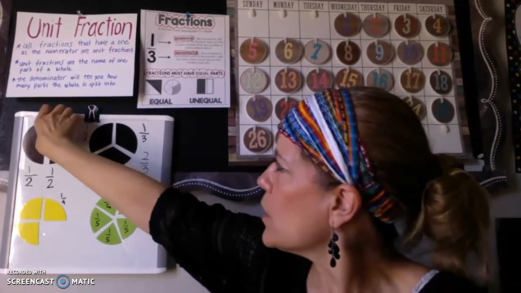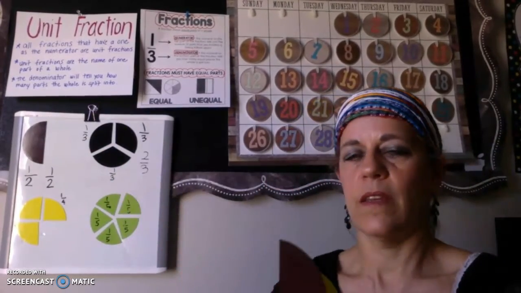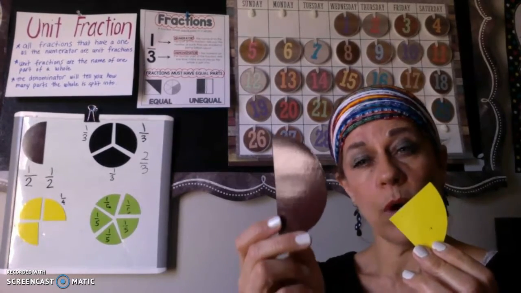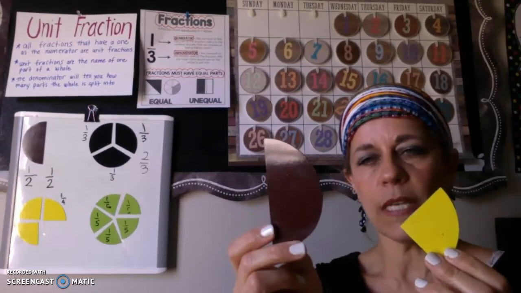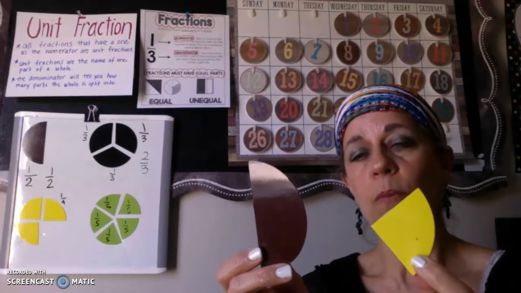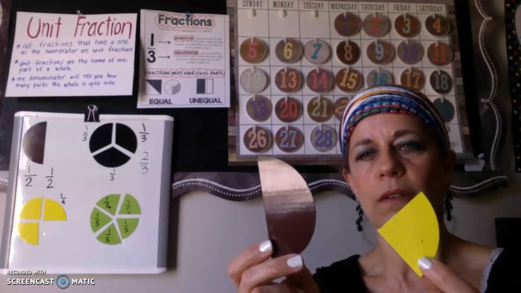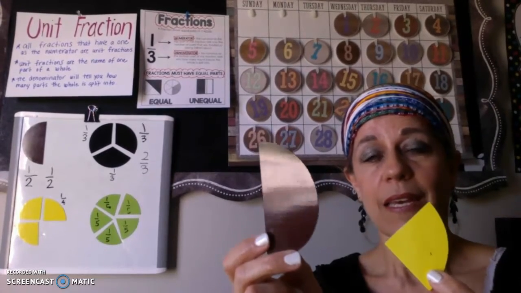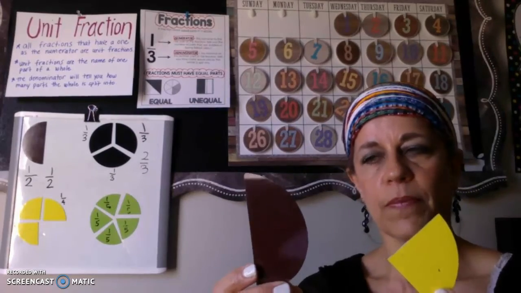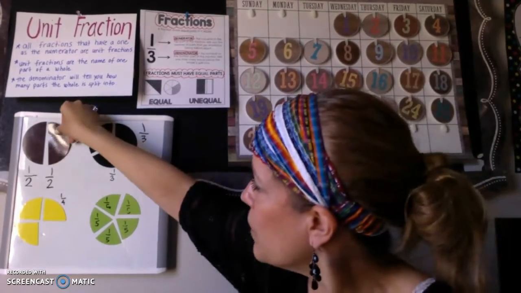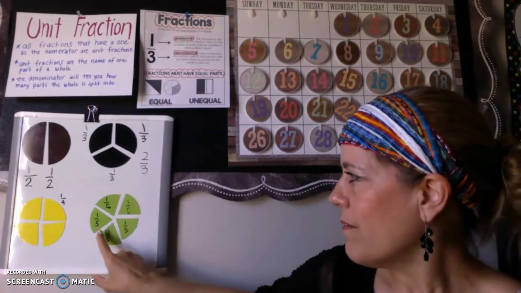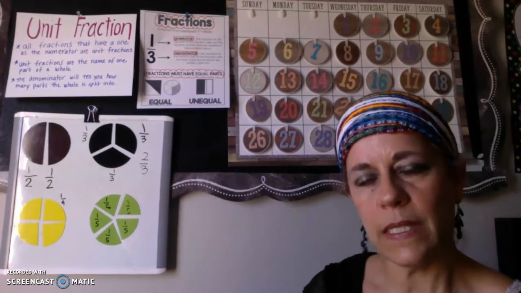Which unit fraction is bigger? 1/2, 1 part out of 2 parts, or 1 part out of 4 parts, 1/4. Which one's bigger? Yeah, half is bigger than a fourth. So if you notice, the more pieces you have, the smaller the pieces are.